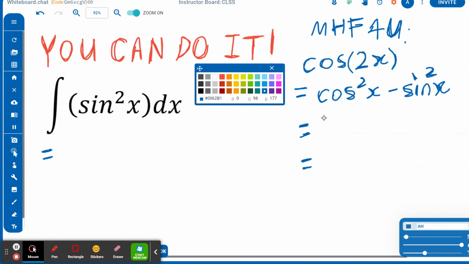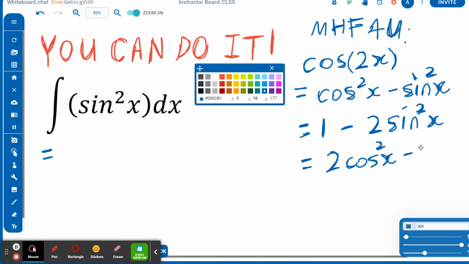A second way to express this is to rewrite this as 1 minus 2 sine square x. And again, I hope you can see this because if you really think about cosine square x, you can express that as 1 minus sine square x minus this sine square x, which will give you 1 minus 2 sine square x. Likewise, you can also rewrite this as 2 cosine x squared minus 1.